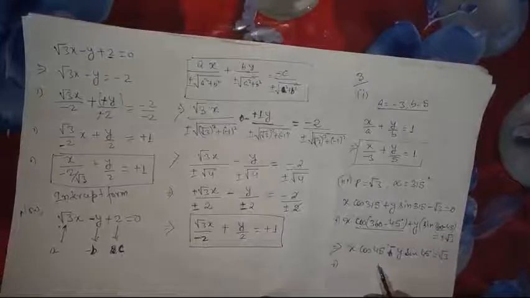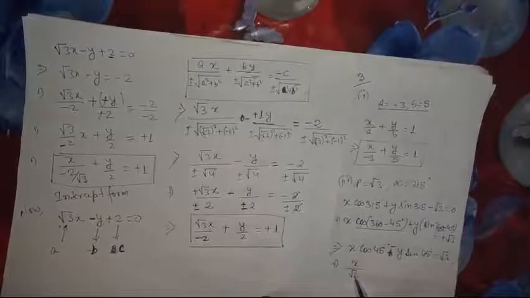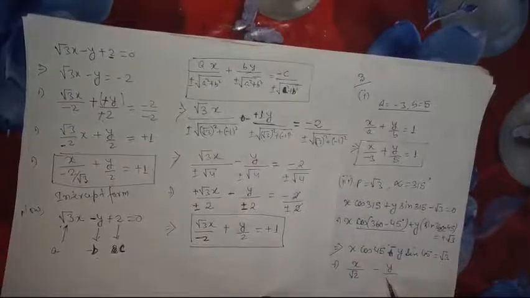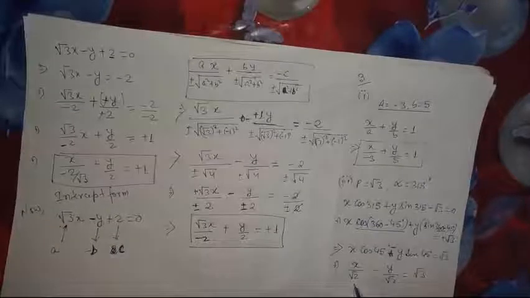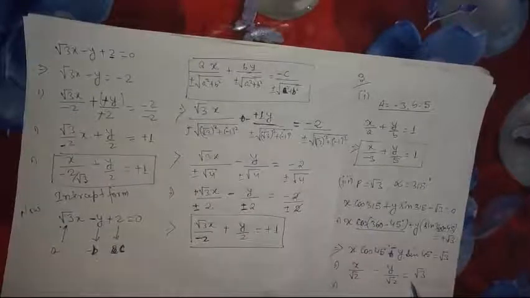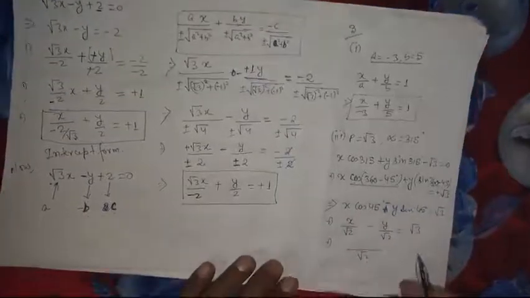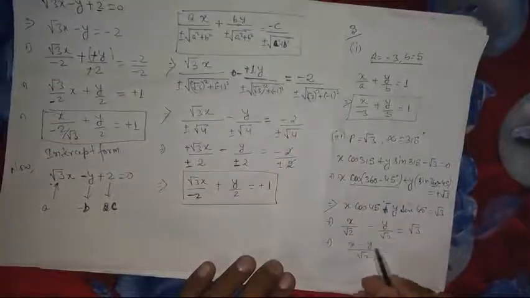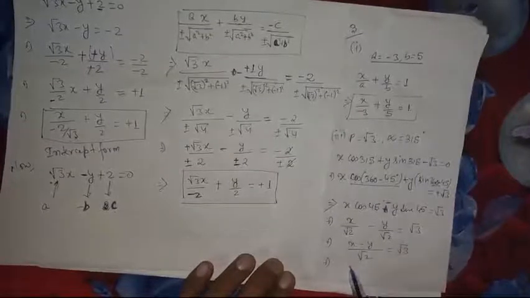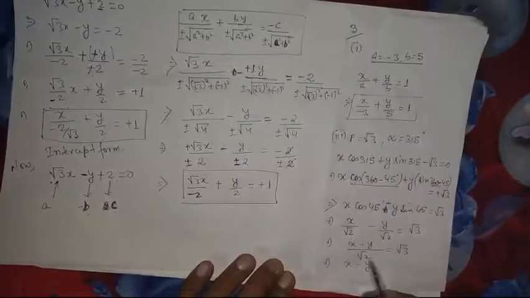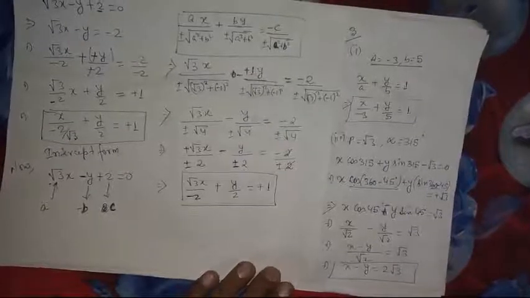So you know what is the value of cos 45? Everyone knows, I guess. So x by root 2, means 1 by root 2, minus y by root 2 is equal to root 3. Is it clear or not? Now just solve this out, just take the LCM as root 2. Get x minus y is equal to root 3 times root 2, this is root 6. This is the equation of your line. Is it clear or not?